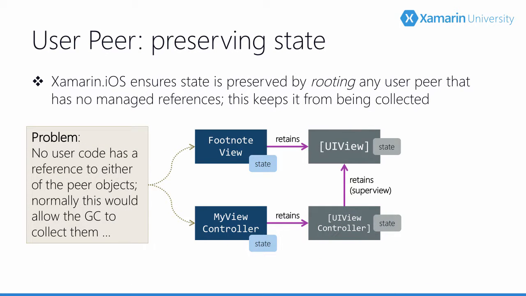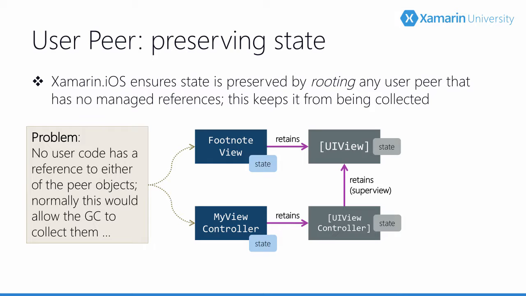Notice that both of our managed objects, which are shown in blue here, the footnote view and the myView controller, both have state associated with them. And they hold on to a base class, which is a UI view, that also has state associated with them. Now, we don't keep a user reference to either the footnote view or the myView controller. So normally this would cause the GC to collect them. In a normal .NET desktop-based app, if you don't have a live reference to footnote view or myView controller, they would get collected in the traditional .NET rules, right? That's the whole idea behind a garbage collector. No strong reference means that the object goes away.